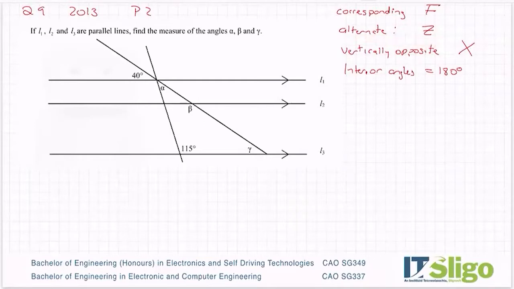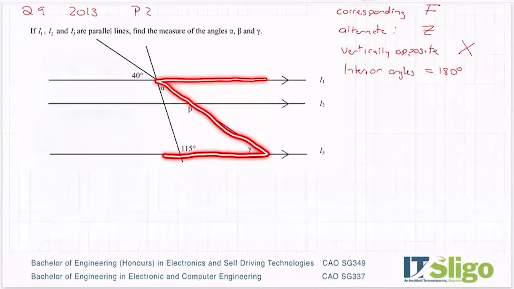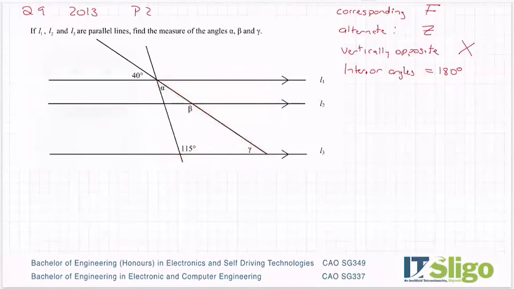Remember, the Z must start and stop on parallel lines. So if you start on a parallel line, wait till you hit one of the transversal lines. I can come all the way down to the bottom if I wish. So that angle Y is actually equal to that one there. I could have also started and stopped on this parallel line, so you'll end up finding that angle is also equal to this one.